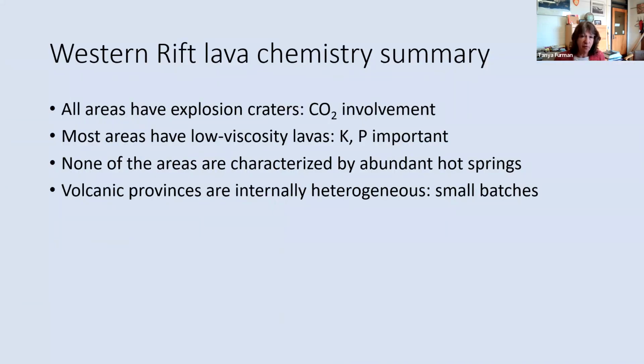So a brief overview summary is this, and this is the part that I would love for people to be able to relate to, and then we're going to get ugly with the chemistry. Every area in the Western Rift has explosion craters, and that means there's carbon dioxide getting to the surface in a hurry. Most of the areas have a lot of low viscosity lavas, and that tells us that phosphorus and potassium are important and are present in abundant quantities.